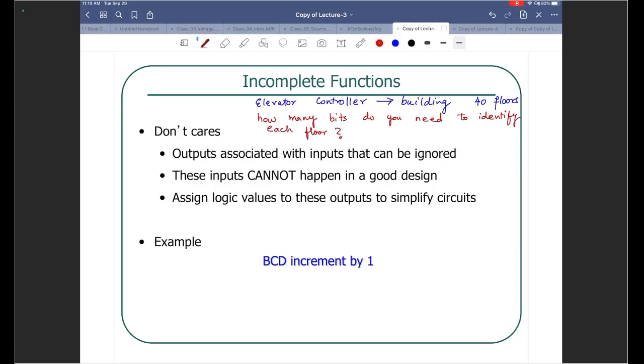Six is absolutely right, because 2 raised to 5 you reach 32, 2 raised to 6 you reach 64. So 40 is between them, so you would need 6 bits at least to identify each of the 40 floors in the building. Now, when you have 6 bits to identify these floors, you obviously have 24 combinations that are going unused.